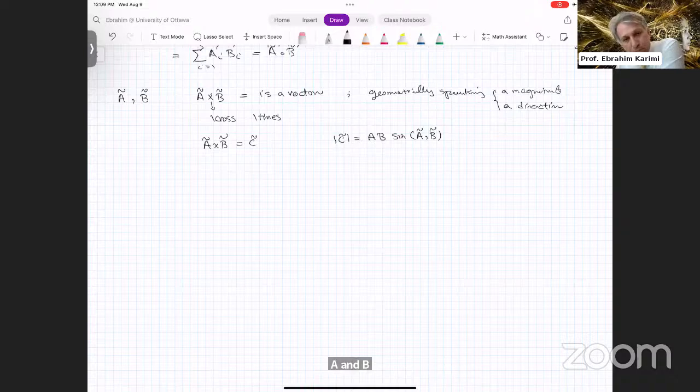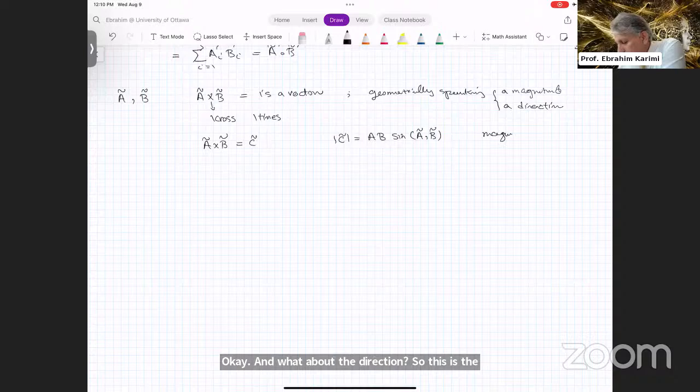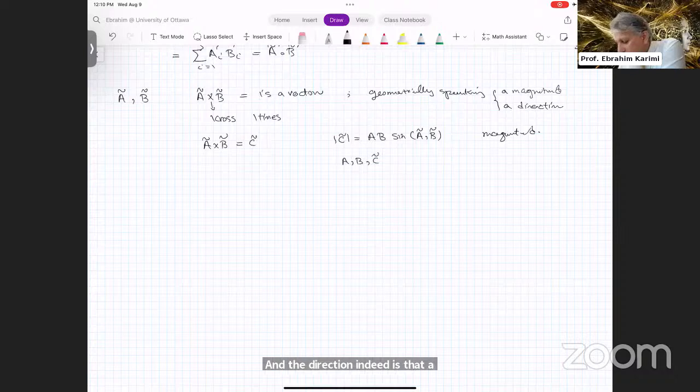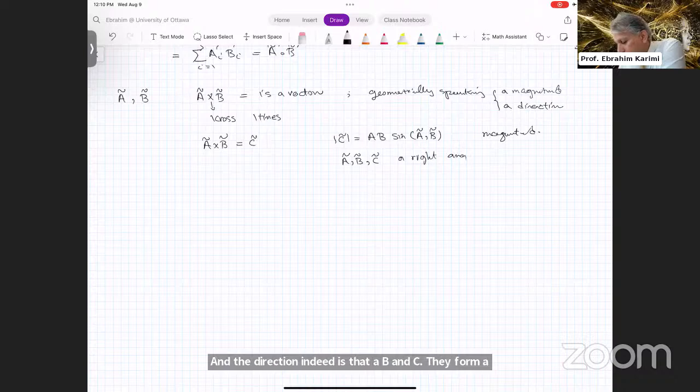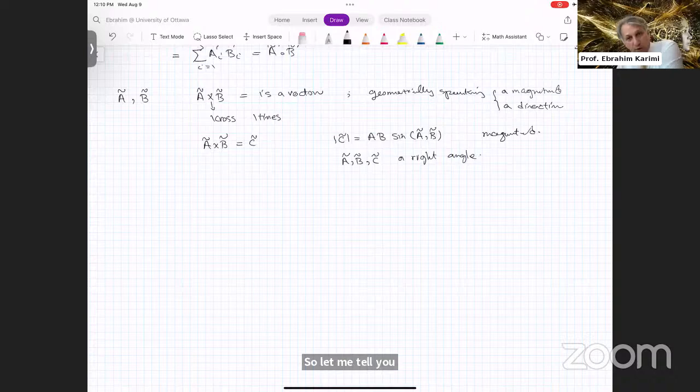Okay. And what about the direction? So this is the magnitude. And the direction indeed is that A, B, and C form a right angle. So let me tell you what it means.